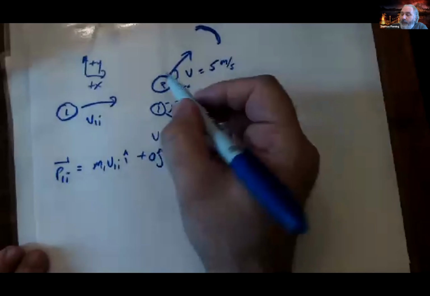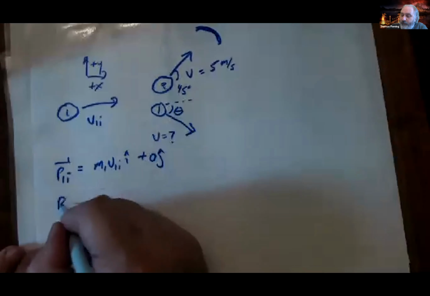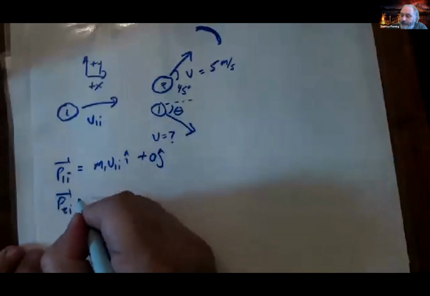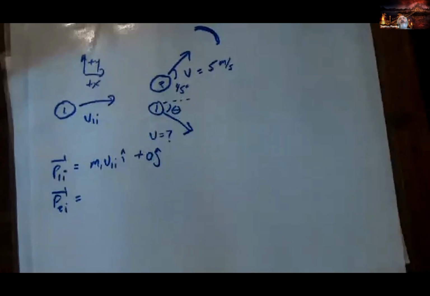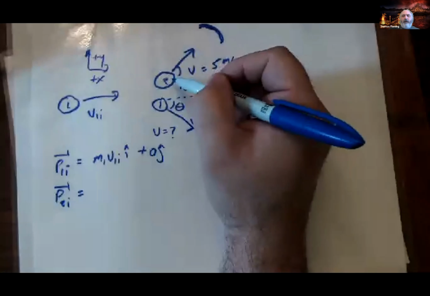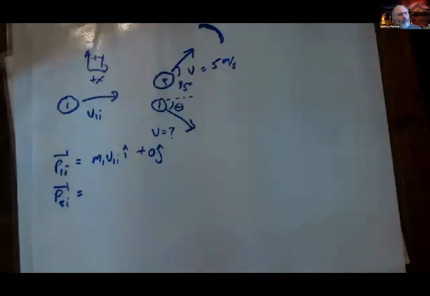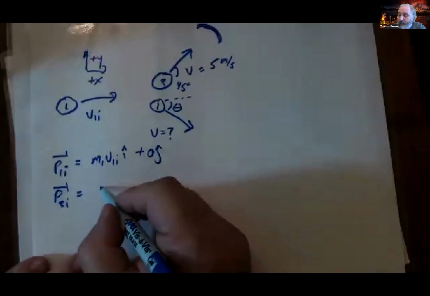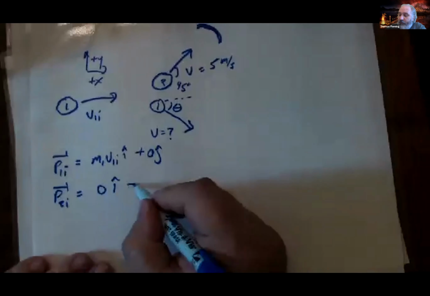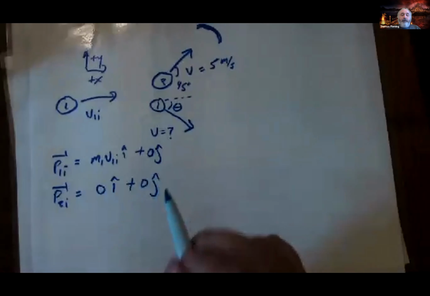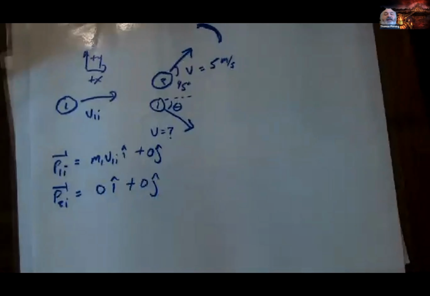Now, what about object 2 before the collision? Well, in this case, the ball that we're trying to sink is not a moving target. That's not how pool works, right? The ball is just sitting there waiting to get hit. So how much momentum does it have before the collision? None. Zero in the i hat direction and also zero in the j hat direction. It's just sitting there waiting to get hit until the other ball strikes it.